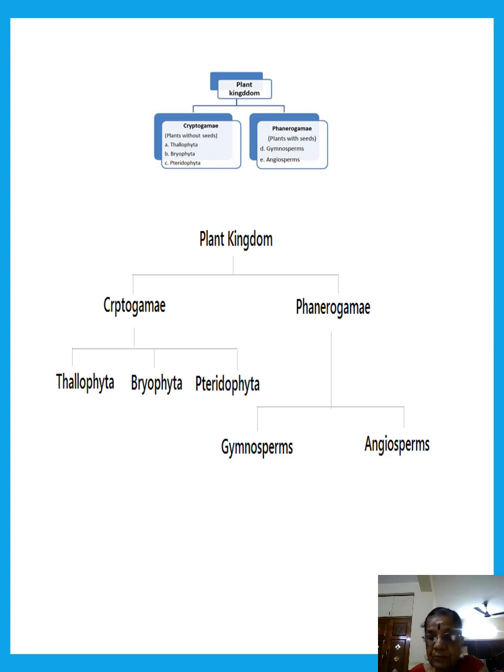Whereas phanerogamy are seed-bearing plants. That is flowering plants, angiosperm and flowering plants. They are further classified into gymnosperm and angiosperm. Gymnosperm seeds are naked, characterized by naked seeds, whereas angiosperm seeds are enclosed within the ovary. We have studied dicot and monocot, that is seed-bearing, with seed enclosed within the ovary.